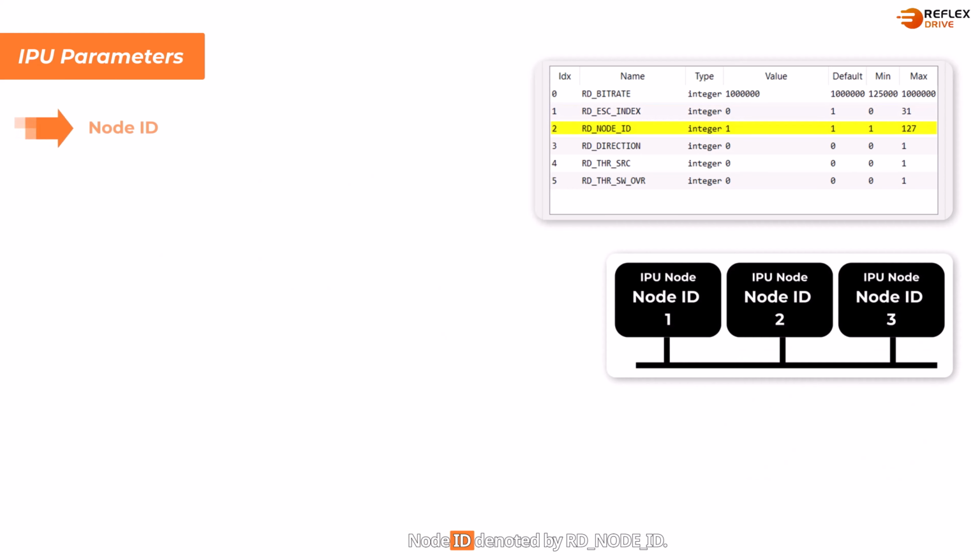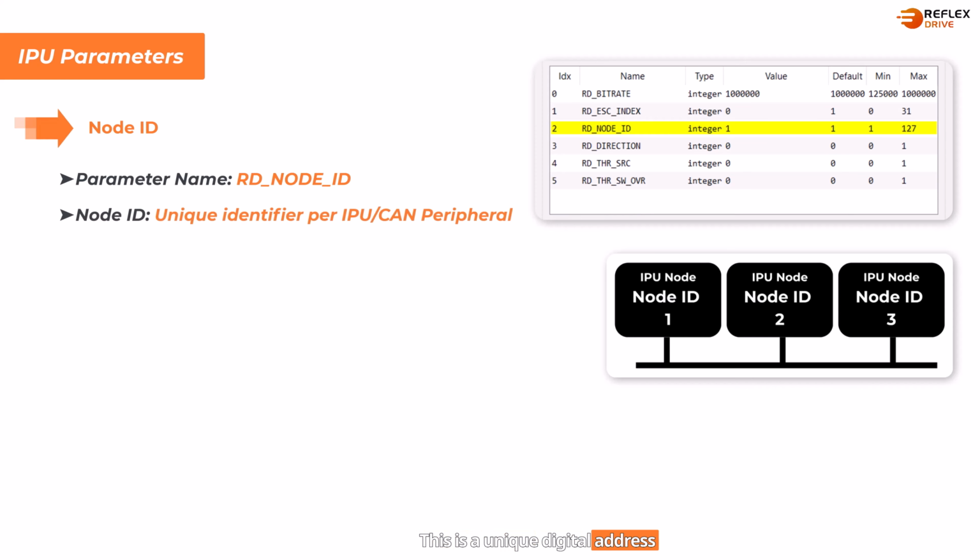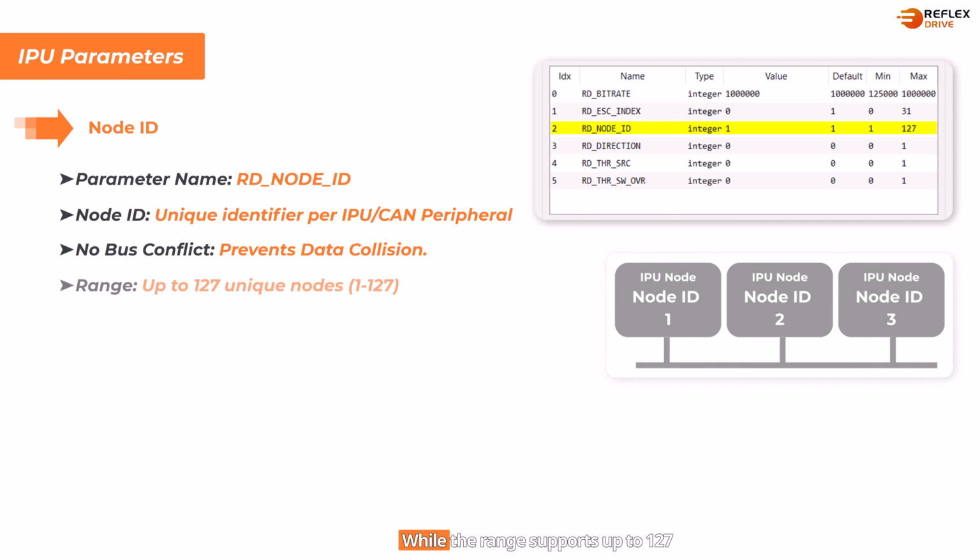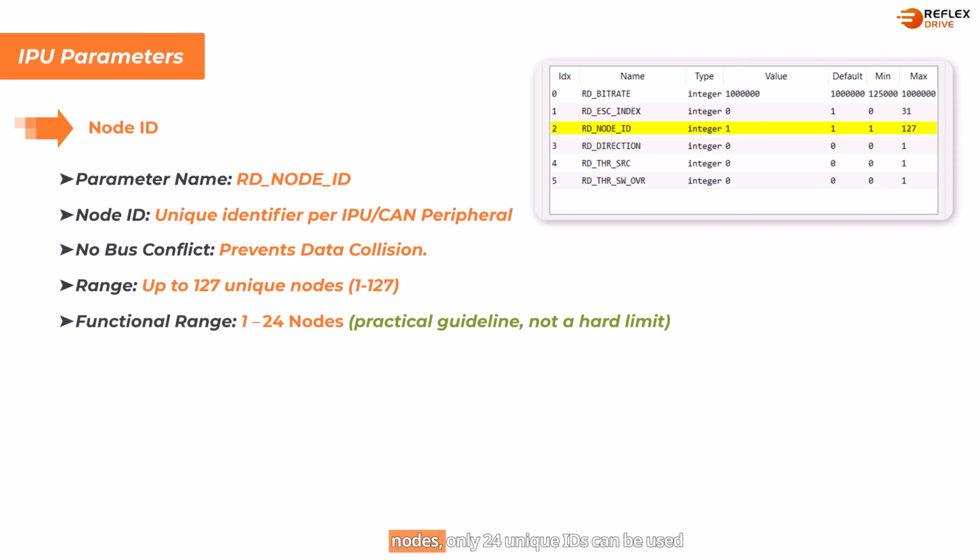Node ID, denoted by RD_node_ID. This is a unique digital address assigned to each IPU node and CAN peripheral. Every IPU must have a unique ID to prevent data collisions and ensure a stable CAN bus. While the range supports up to 127 nodes, only 24 unique IDs can be used for IPU and other CAN peripheral nodes to ensure stable CAN bus.